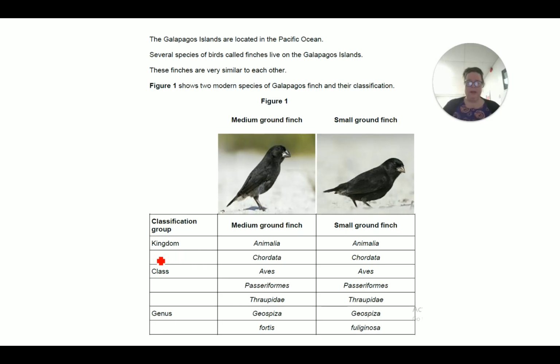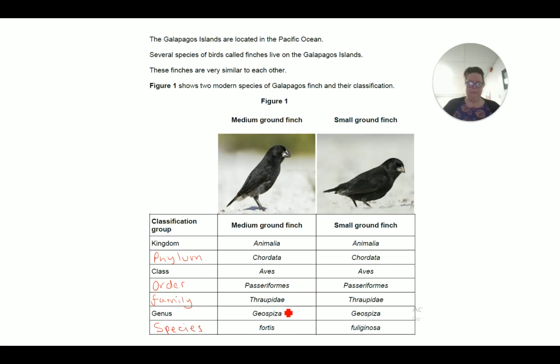So it asks us to fill in these classification groups. So phylum, order, family. You have to say it like you're on EastEnders. Family. And then species.